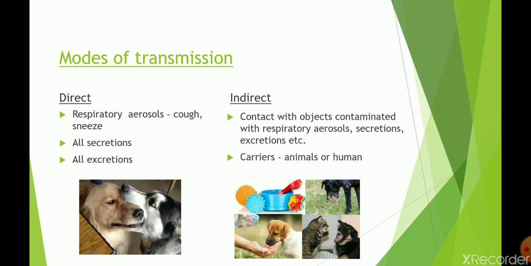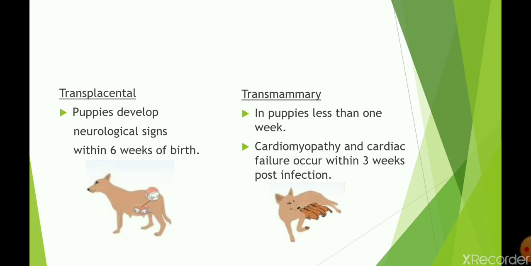Or when the dog is going towards an area contaminated with these aerosols, or even through carriers, the dog can get the infection. Maybe it may be humans or cats or even a healthy dog. And transplacental transmission. If the puppies get it through the placenta, within 6 weeks of birth they will develop neurological signs. And through trans-mammary or trans-colostrum. This happens mainly in puppies less than 1 week. If they get this infection, cardiac signs will develop within 3 weeks. There will be cardiomyopathy and cardiac failure.